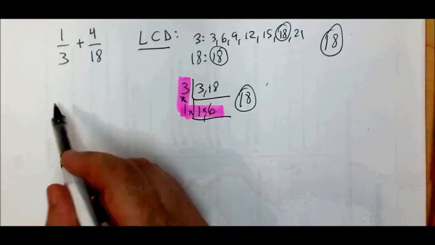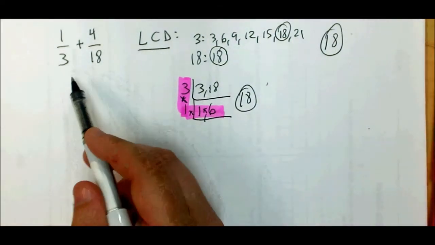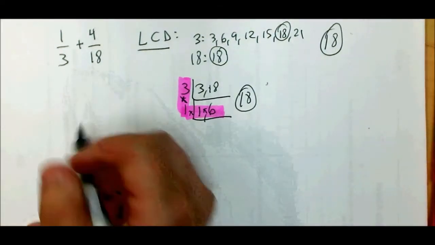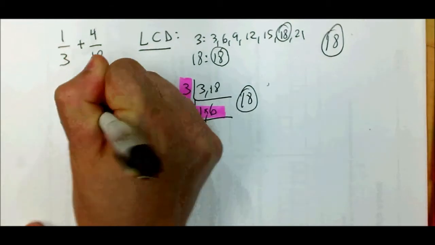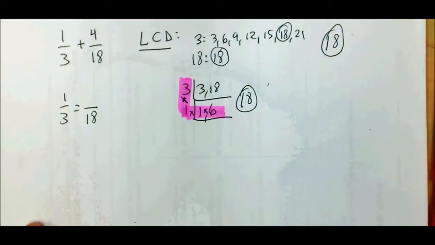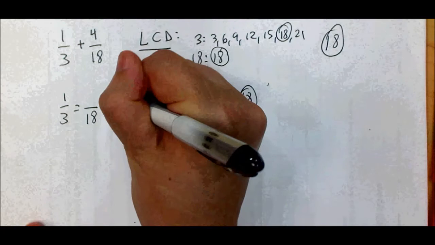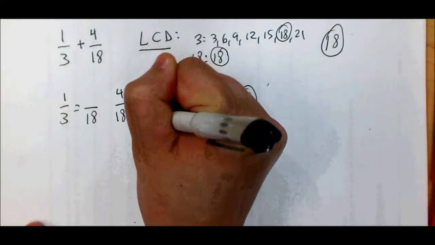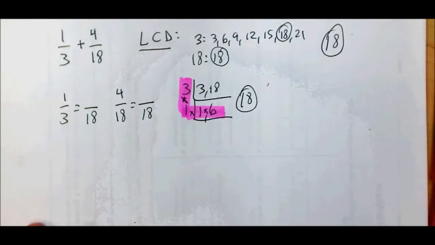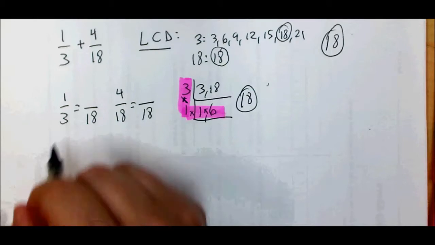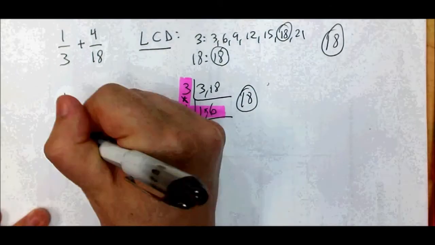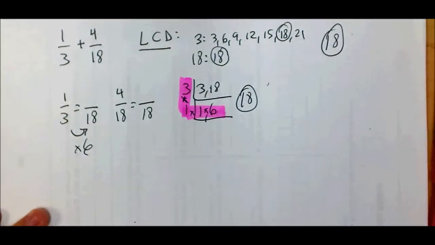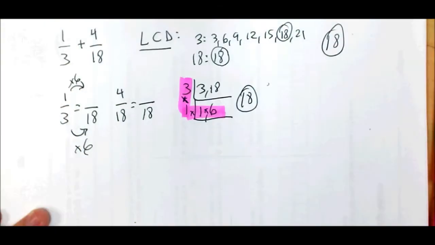So the next thing I do is I take my two fractions and I find equivalent fractions that have that denominator of 18. So I am now making them into fractions that have the same denominator, and now I will be able to add them because they have the same denominator. So to get from 3 to 18, I multiply by 6. Since I multiplied the bottom by 6, I have to multiply the top by 6.